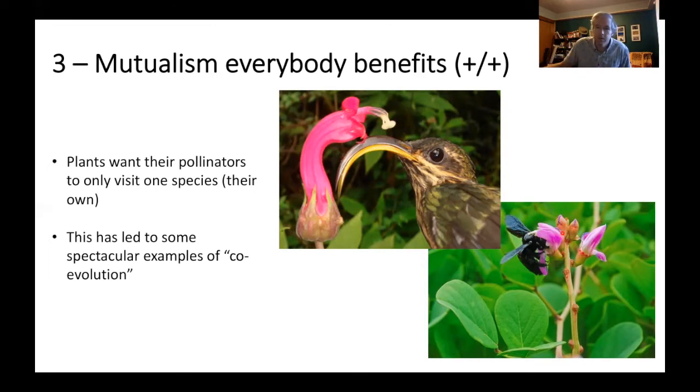One of the groups in which this has been most dramatic is the orchids. So orchids are predominantly pollinated by bees, and orchids have developed this incredible diversity of flowers that are very, very specialized on one particular species of bee. So as a result, they've become this very, very tight mutualism.